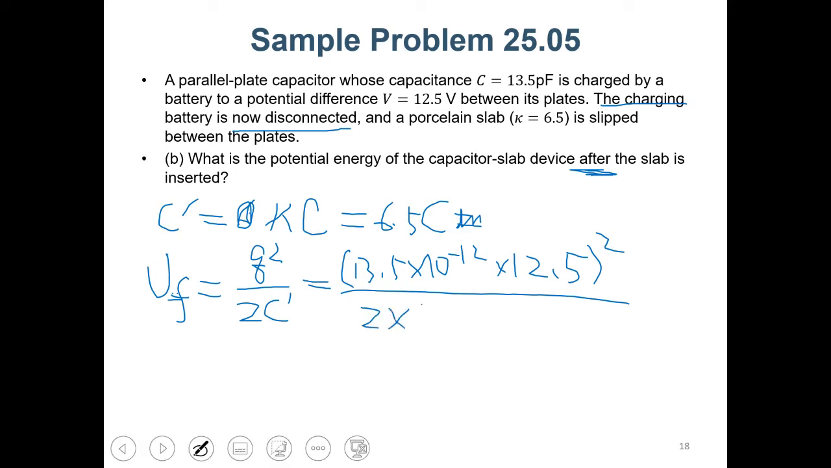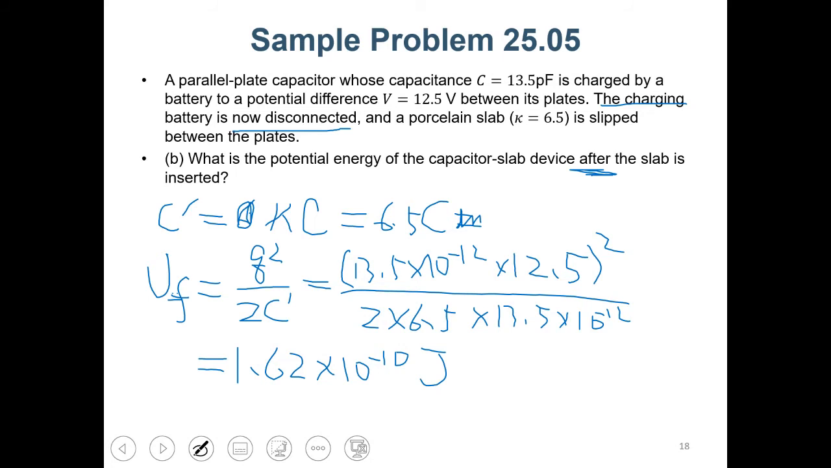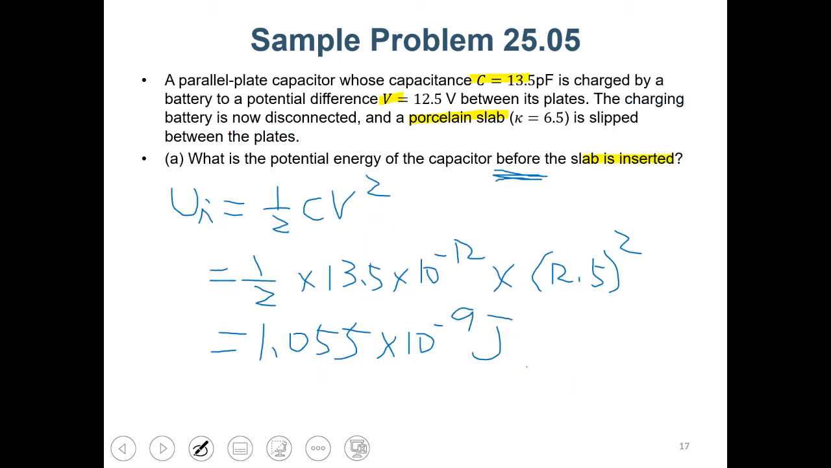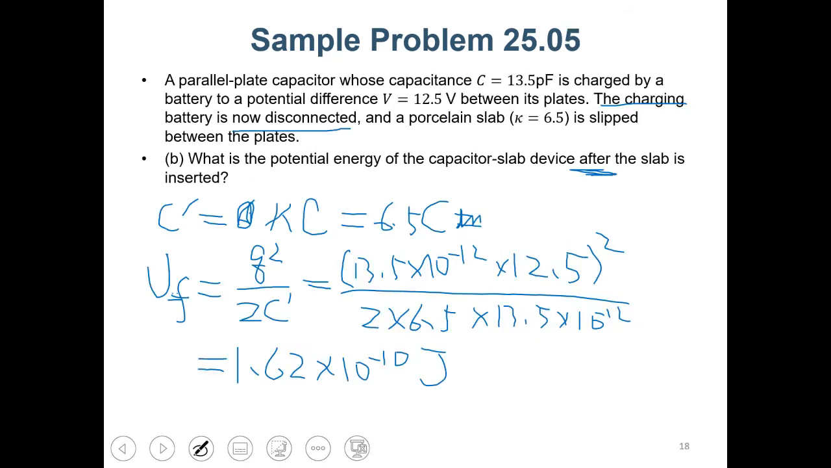So 2 times 6.5 times 13.5 times 10 to minus 12. So it will become 1.62 times 10 to minus 10 joule. So the energy stored there will become smaller. Just now it was 1 point something times 10 to minus 9, and now it becomes actually 6.5 times smaller.